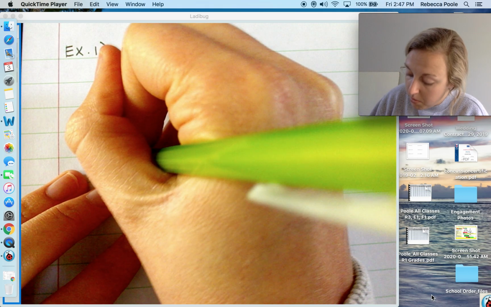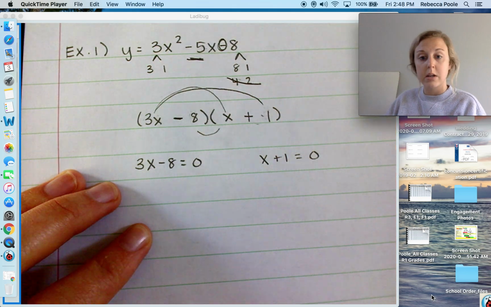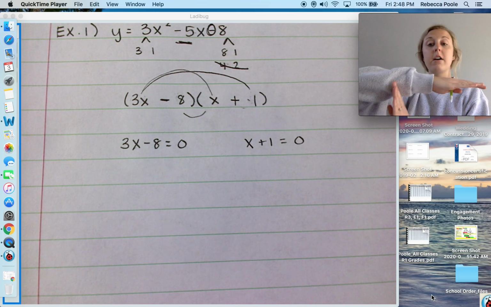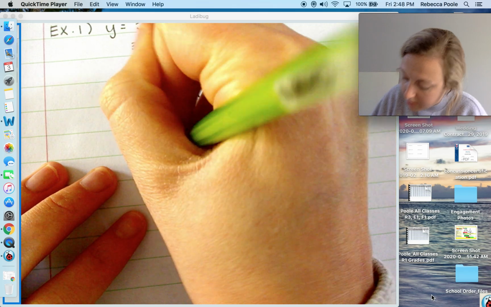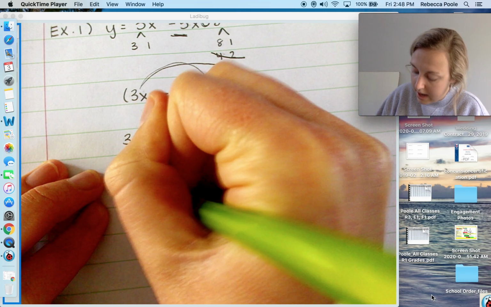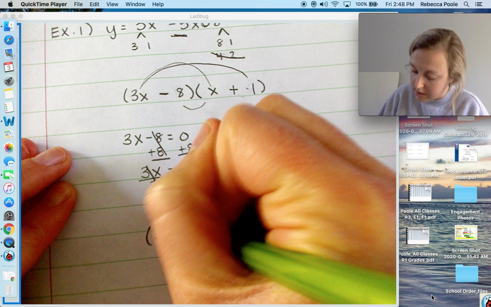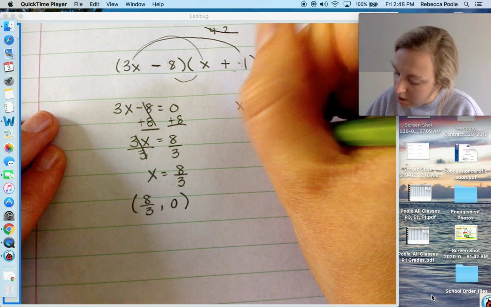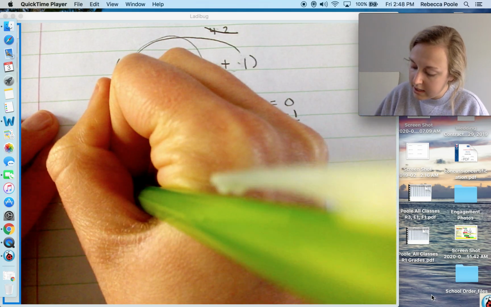So remember, once you get here, to find your x-intercepts, we're just going to set each factor equal to 0, because if it's an x-intercept, that means the y value is going to be sitting at 0. So I'm going to add 8 to the other side. 3x equals 8, divide by 3, and x will equal 8/3, which means the x-intercept is at (8/3, 0). Okay, and then for this one, you would subtract the 1 over, so x would be -1, which means the other x-intercept is at (-1, 0).